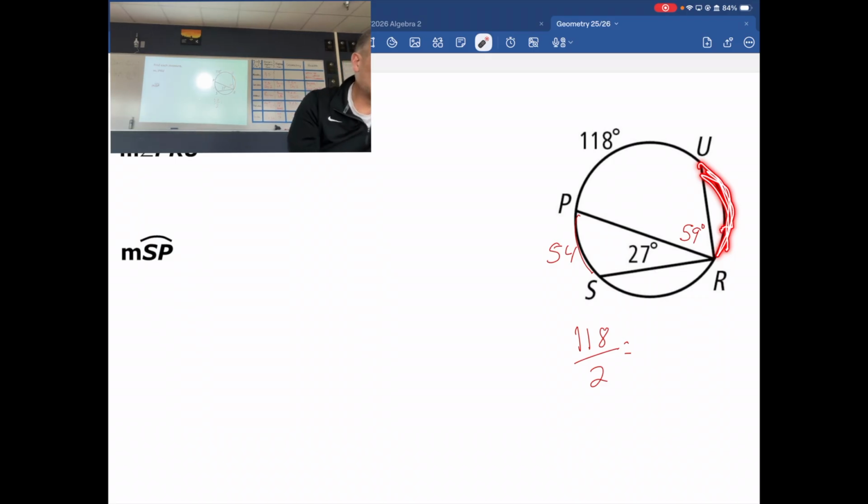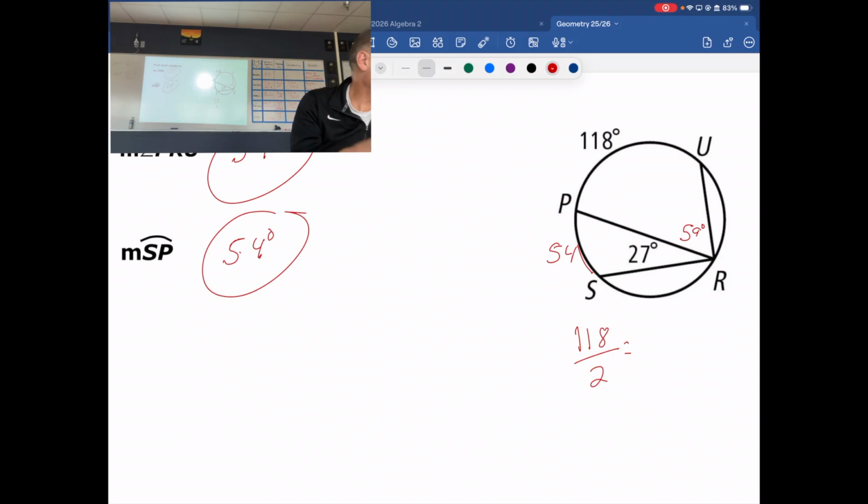So now if we look at our questions, PRU is 59 degrees, and SP is 54 degrees. And there are our two solutions, just by knowing that the arc is twice the angle and the angle is half the arc. Okay, so let's get to the next example. Again, it gets much, much more complicated when we do these.